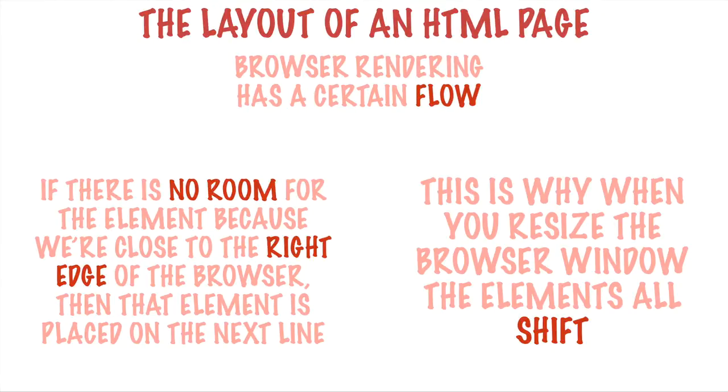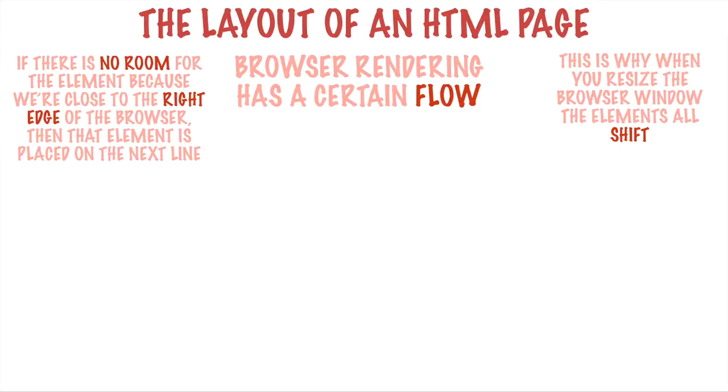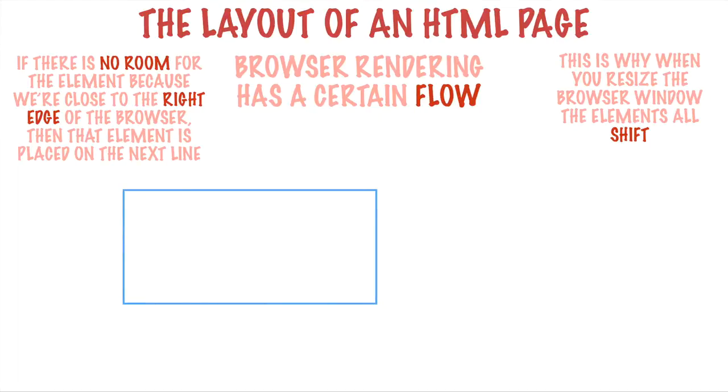This is the reason why when you resize a browser window, all the elements shift. You must have noticed it. If you resize the browser window, often elements which are next to each other will now be one below another. That's because the right margin you have made narrower. So let's look at two layouts for a browser.